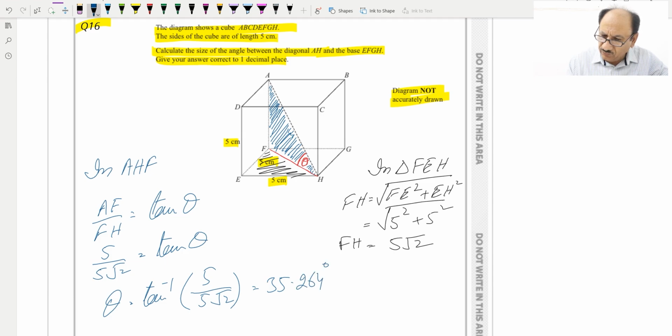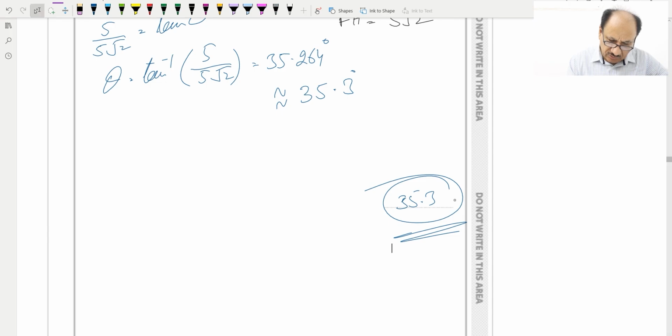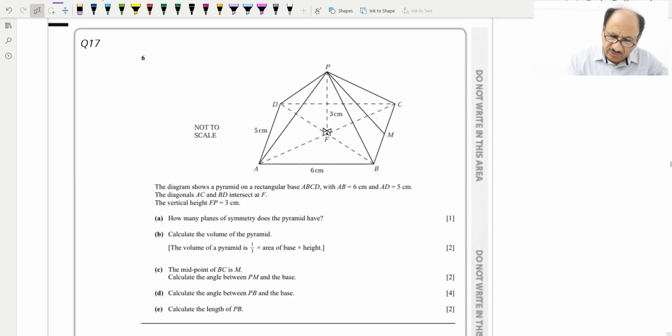35.264 degrees, and the answer is required up to 1 decimal place, so we can round it to 35.3 degrees, which will be our final answer. 35.3 degrees, and this is a 4 mark question basically. So this is also done.